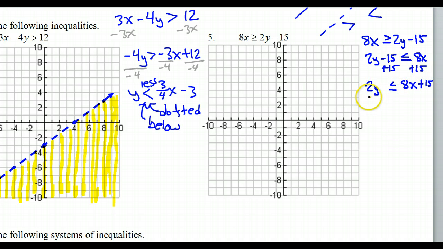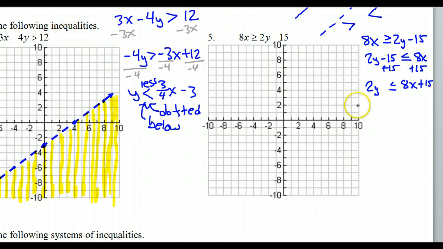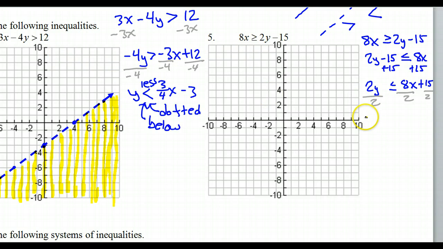Then you divide by 2. Do I need to reverse the direction of the inequality? I'm dividing. No, really I do not. I do not need to reverse the inequality because I am dividing by a positive number. You only reverse the inequality when you're dividing by a negative number. So this will be 4x plus, and what is it, 7.5.